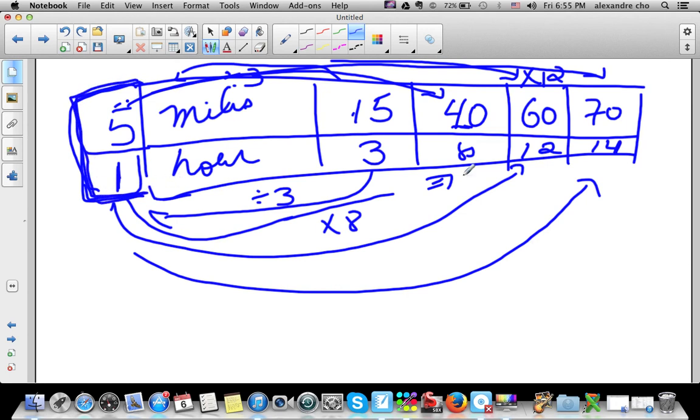So this one, although you didn't have this column right here, you could have created one to find the unit rate, and then with that information, find out all the other ones. So you have choices over here.